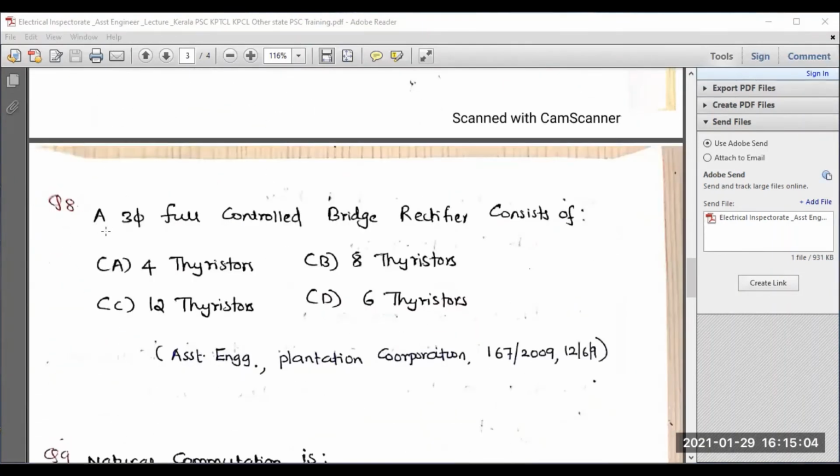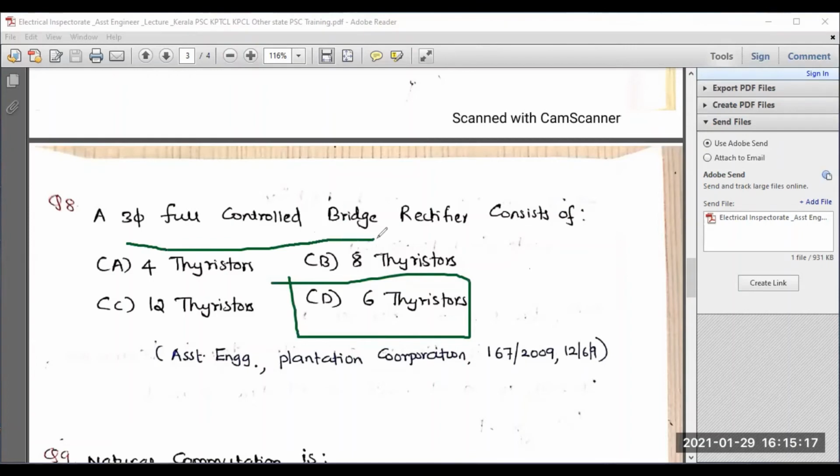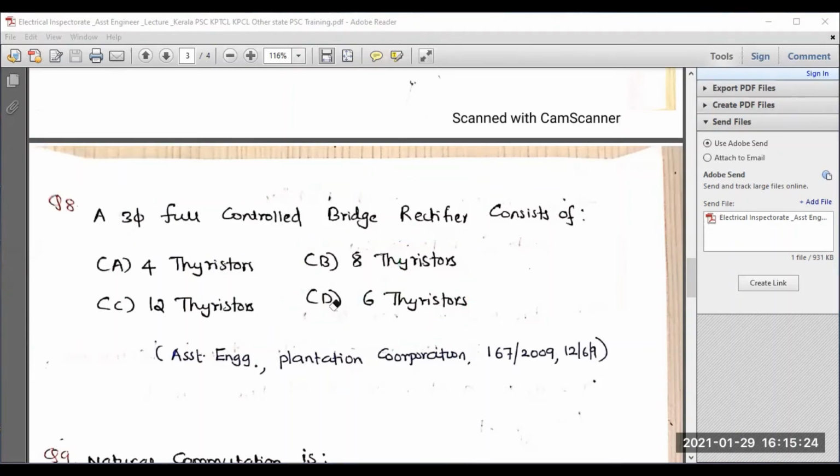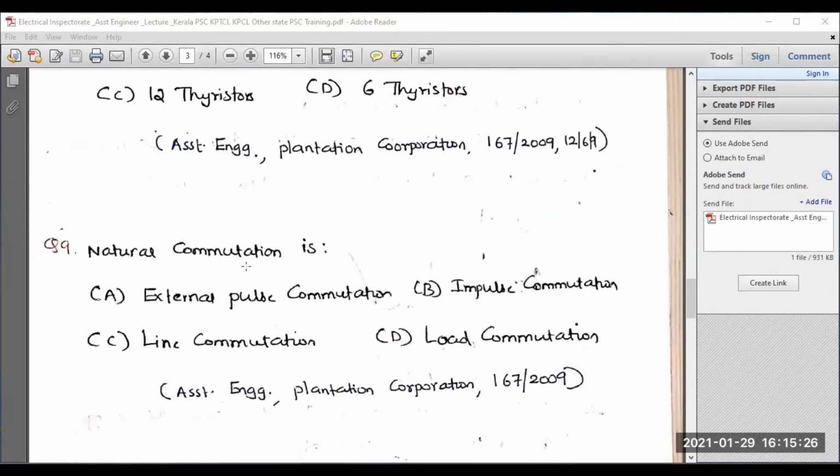Moving on to question number 8. A three-phase full controlled bridge rectifier comprises of 4 thyristors, 8 thyristors, 12 thyristors, or 6 thyristors. It is a very easy question. I can go for 6 thyristors. There are 6 thyristors required for a three-phase full wave controlled bridge rectifier. I can go for option D.